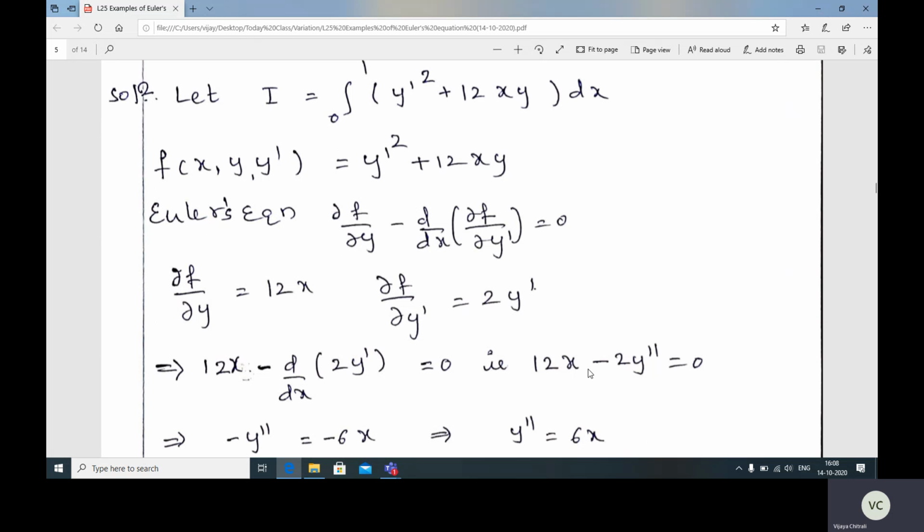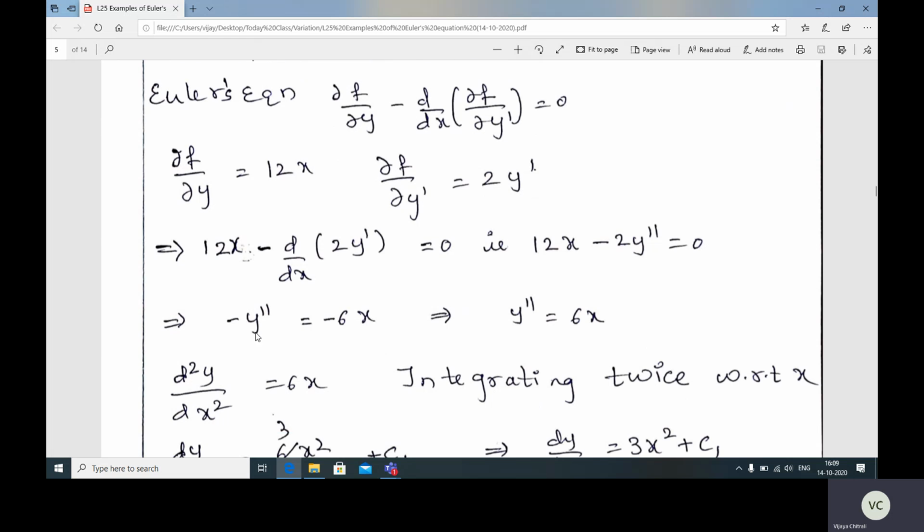So 12x minus 2y double dash is equal to 0. Take 2 common, so you will get 6x minus y double dash is equal to 0. Taking 2 common and sending this 2 from LHS to RHS, 0 into something is 0. So we'll get minus y double dash is equal to minus 6x. Cancel both minus on both sides, so you'll get y double dash is equal to 6x.